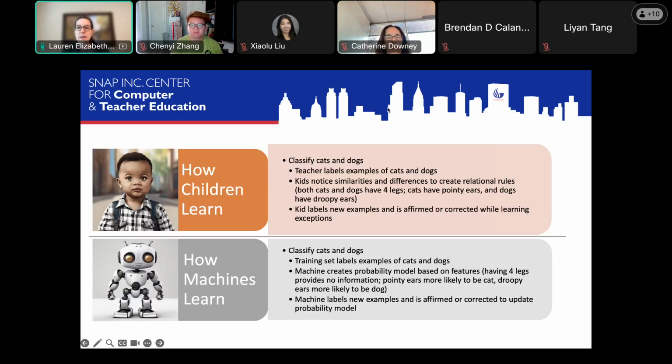So how is this different from how children learn? Let's do an example of how children learn. Say they're trying to learn to classify cats and dogs. Their teacher might label an example of cats and dogs, and then kids notice the similarities or differences and create these relational rules. So relational rules are a very unique human thing.